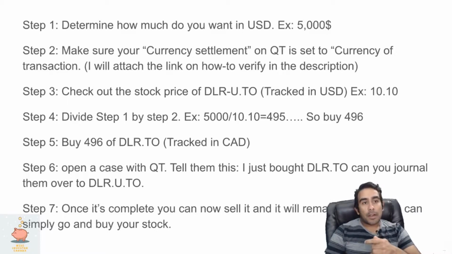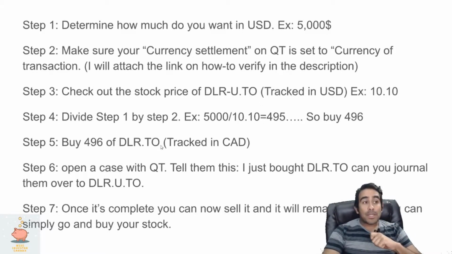Then you buy 496 of dlr.to, which is tracked in Canadian dollars. So that's very important to know. The big difference is that these two are the same ETF, but dlr.to is in Canadian dollars, while dlr.u.to is tracked in US dollars. So that's very important to distinguish between them.